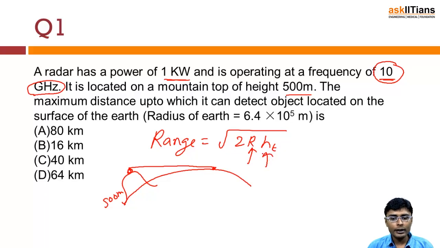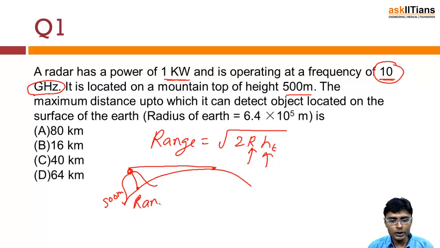But in our case, there is not an antenna, we are having a radar, and it is located on the top of a mountain. So basically the distance from the earth's surface up to this transmitting unit, we will consider as HT. This is given to us as 500 meter. So we can put the values here.